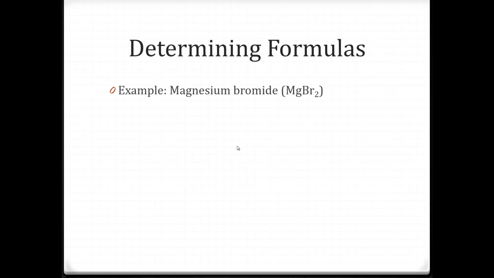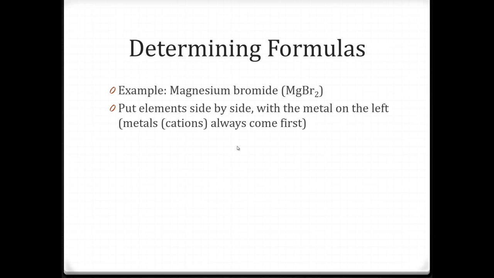So how do we figure out how many we need to cancel? It's really quite simple. Let's take magnesium bromide as an example. First, put your elements side by side, like so, where the positive ion comes first. The cation is the positive one. That comes first, so we've got magnesium on the left.